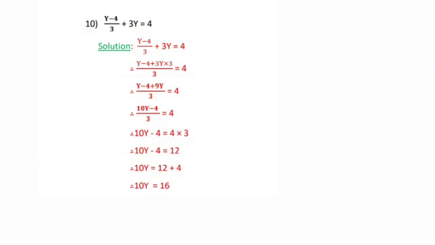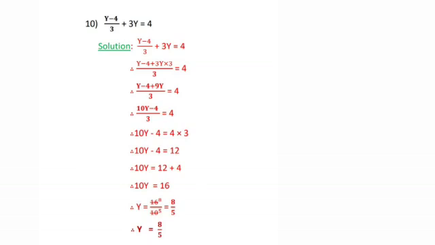y minus 4 upon 3 plus 3y is equal to 4. Now children, to your left hand side, y minus 4 has got a denominator as 3 and 3y does not have a denominator. So it is 1. So then you will do the cross multiplication. That is 1 is to be multiplied with y minus 4 and 3 is to be multiplied with 3y. Correct. So y minus 4 plus 3y into 3 upon 3 is equal to 4. So y minus 4 plus 3y into 3 is 9y upon 3 is equal to 4.